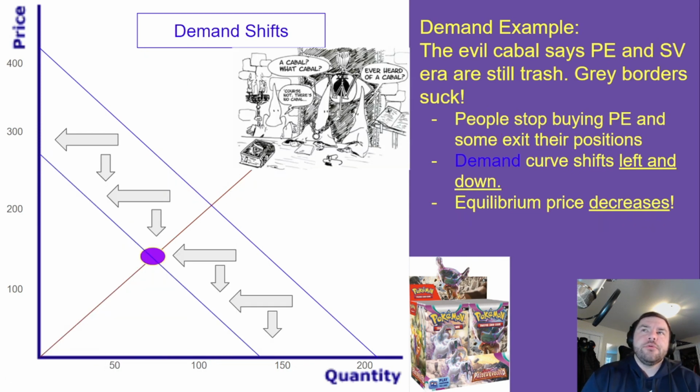But what if it goes the other way? Okay. Cabal says Paldea Evolved, Scarlet and Violet art sucks. I think most of them don't seem particularly fond of it, but Gray Borders suck. Yeah, they do, but the art is good. So people see that, they start crapping on it. They stop buying it. There's videos of them burning it. Joking.